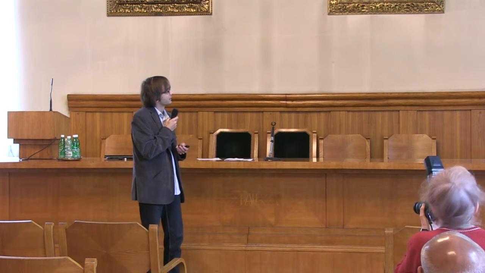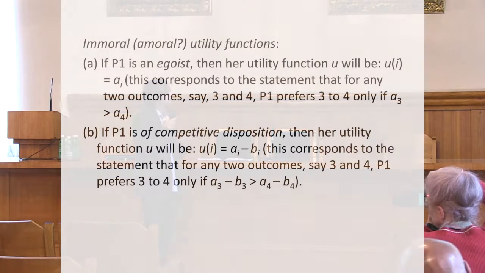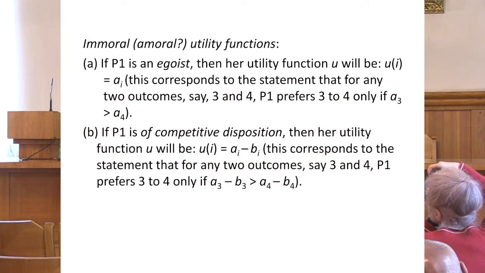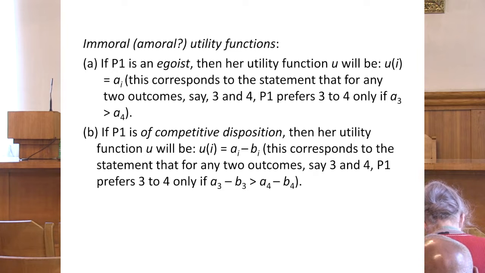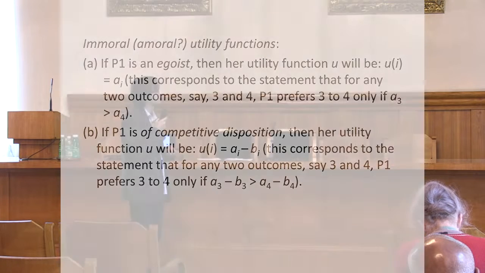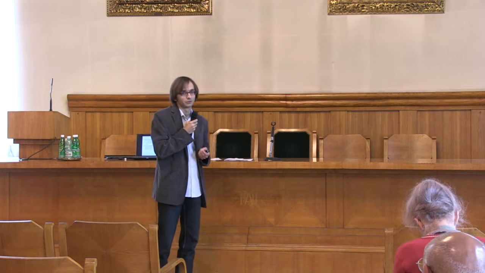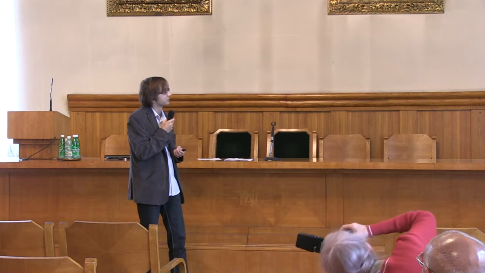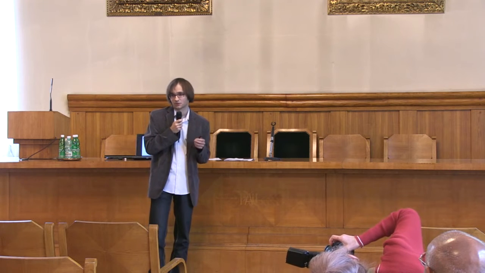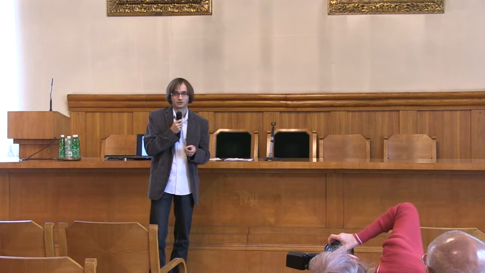For instance, we can construct immoral or amoral utility functions. For instance, if P1 is an egoist, then her utility function is the following. He simply, for any two outcomes, prefers outcome, for instance, 3 to outcome 4 only if the option A3 is better than option A4. So in his utility function, the reward of the second player is not taken into account. So it is a simple way of modeling the behavior of an immoral or of an egoistic player.